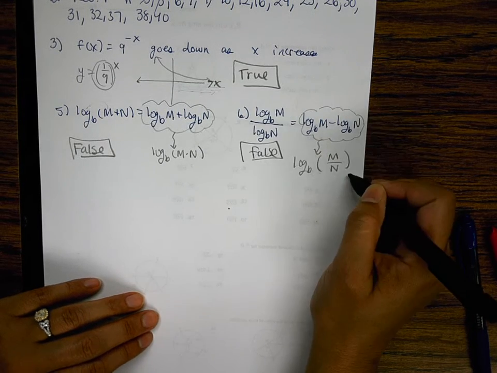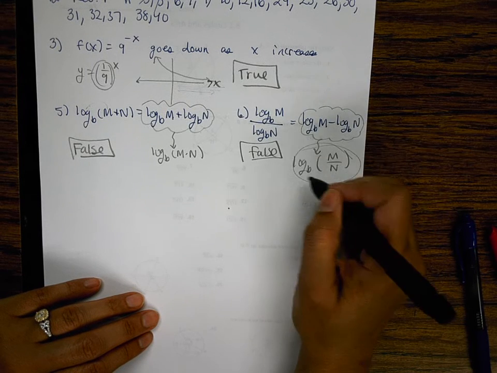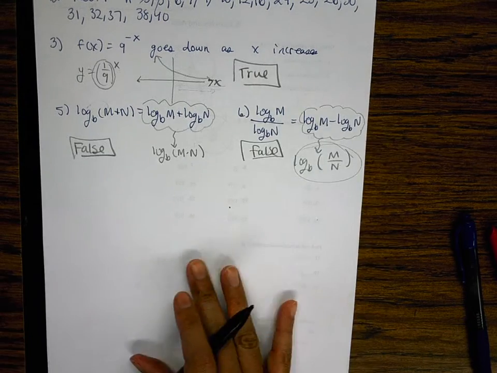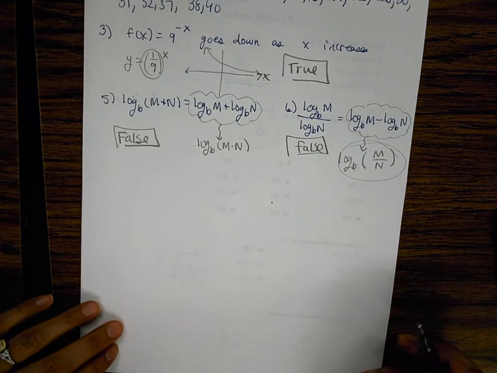Why? Because when I make it a fraction, it looks like this. A single log of a fraction, not a fraction with two separate logs. So that is also false.